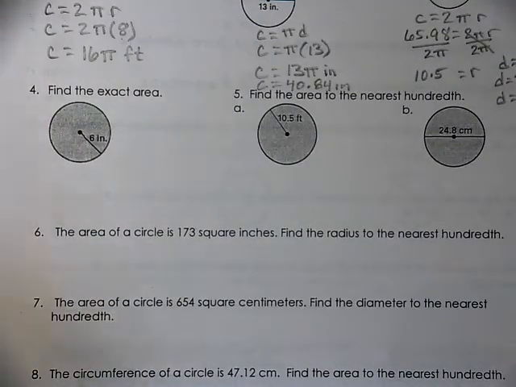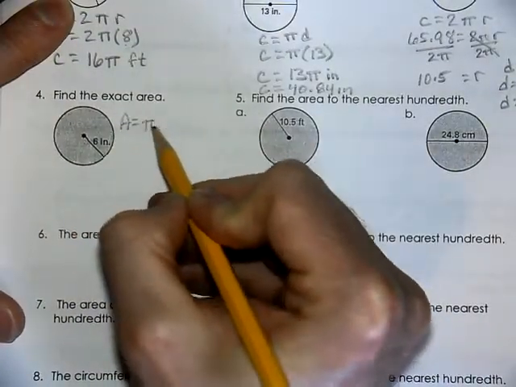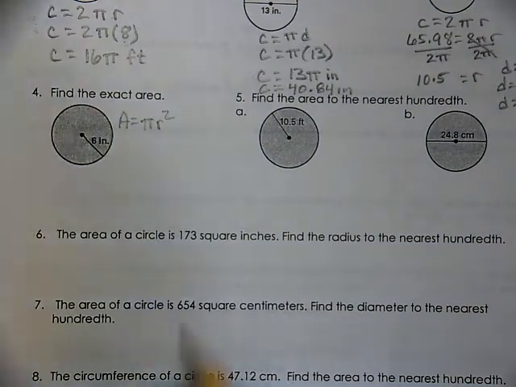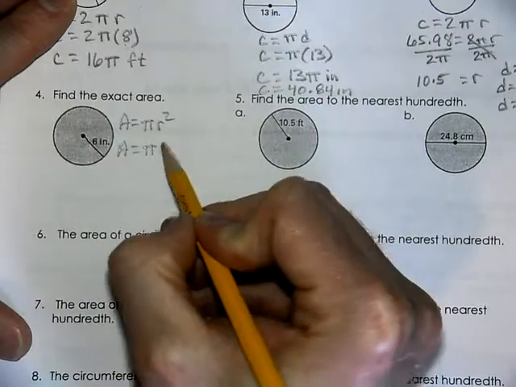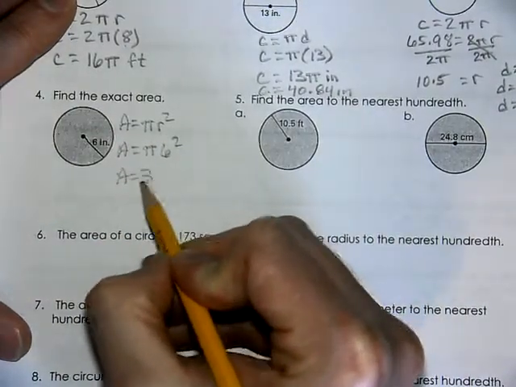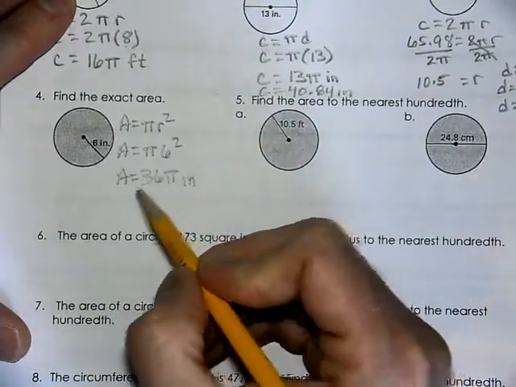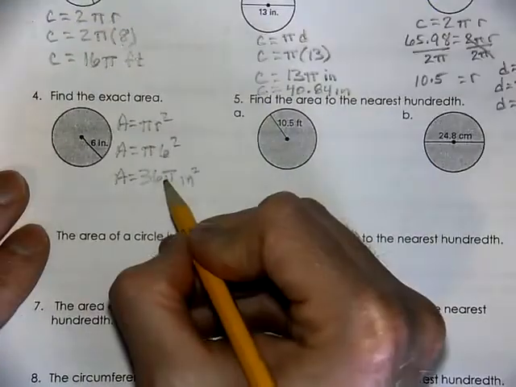The exact area. Looking for the exact area, there's only one formula that we use for area, and that's pi r squared. We know the radius is 6. So the area is going to be 36 pi. Our units are inches, and whenever it's area, we label those as inches squared.